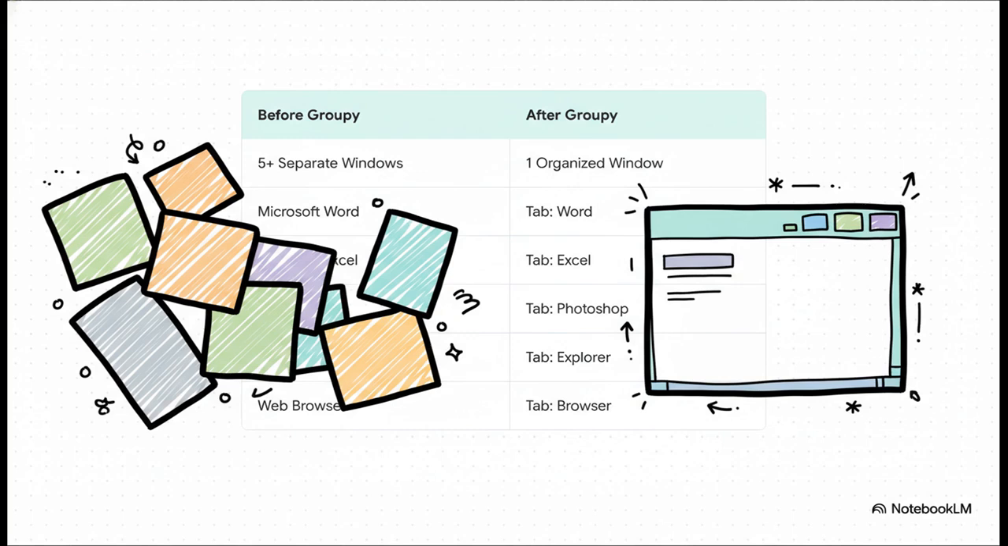And wow, the difference is just night and day. I mean, look at the left. That's the desktop we all know. Total chaos, separate windows everywhere. But then look at the right. Groupy turns all of that into one clean, organized window with 5 perfect little tabs. You still have all your apps, just none of the mess.